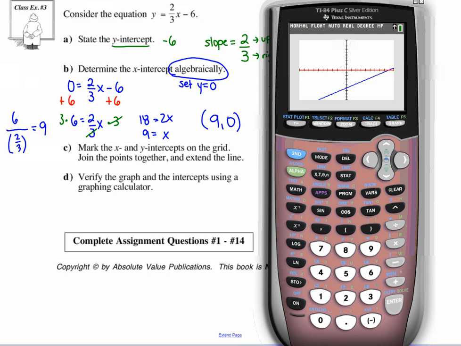I'm going to graph it. And then second, trace to go to the calculate button. 5 for intersection. Enter 3 times. Okay, and I'll find the intersection, which is 9 and 0. This is what our x-intercept is. Okay? Good little review there. Which is helpful if you want to check your work this unit.